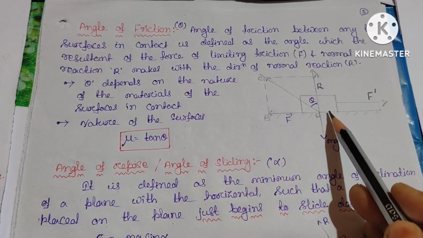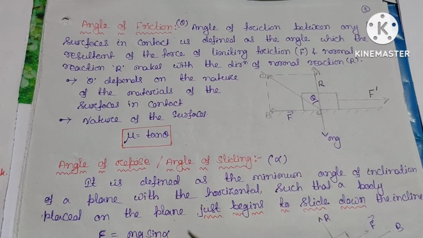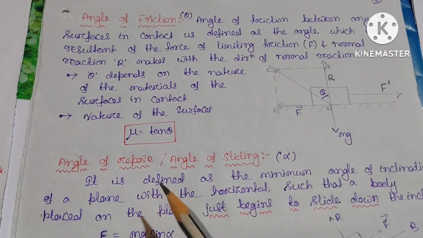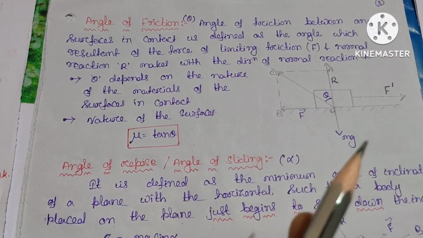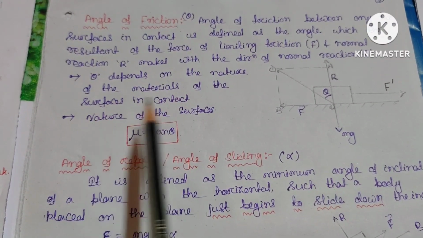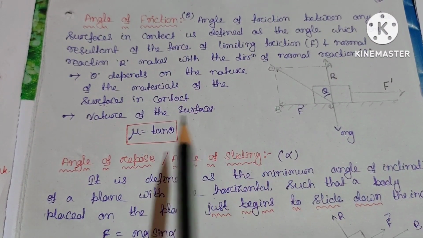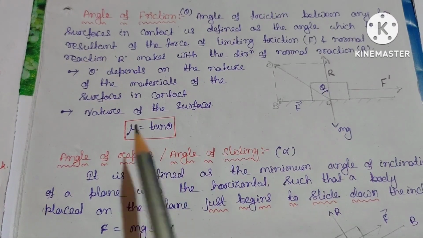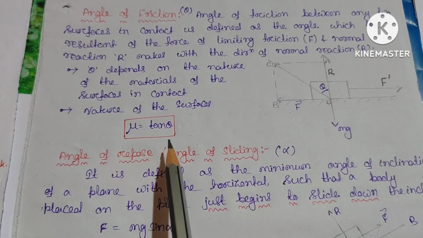So the value of angle of friction depends on the nature of the material of the surfaces in contact and the nature of the surface. Okay, this theta depends on the nature of the materials of the surfaces in contact and the nature of the surfaces. So mu equals tan theta.